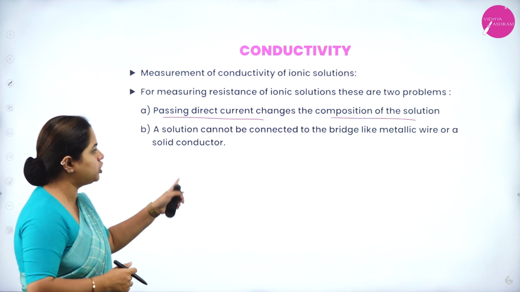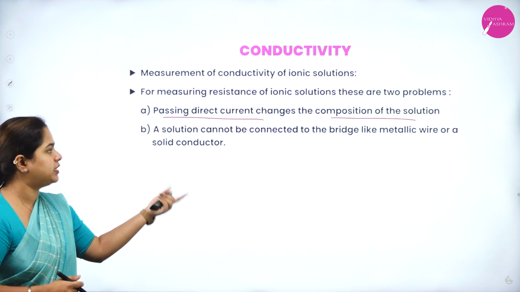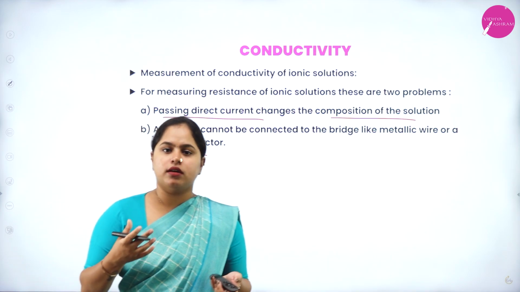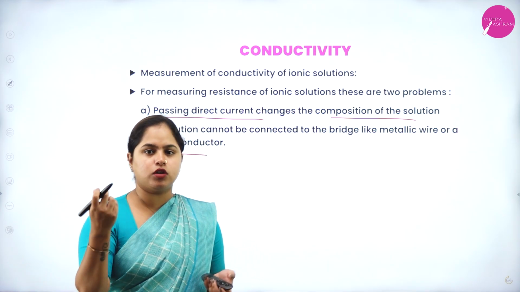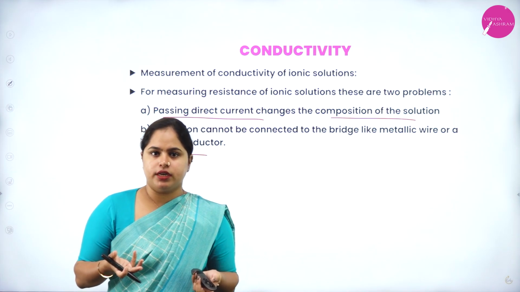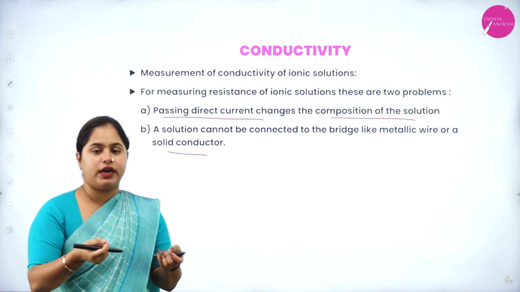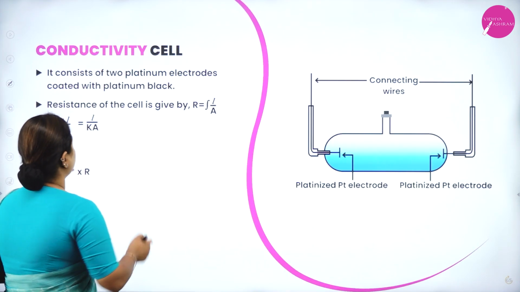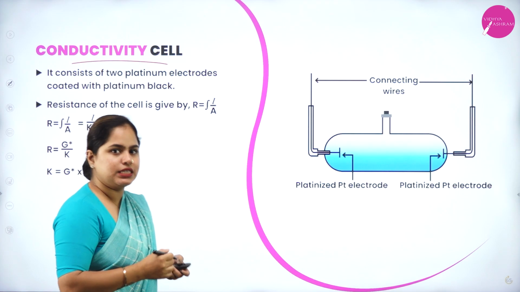The next problem is that a solution cannot be connected to the bridge like a metallic wire or a solid conductor. If we need to find the resistance of a metal, we can, because we can connect it through wires. But we are talking about a solution here, so we cannot connect it through wires like we do with solid substances. So what we are going to use is a conductivity cell.